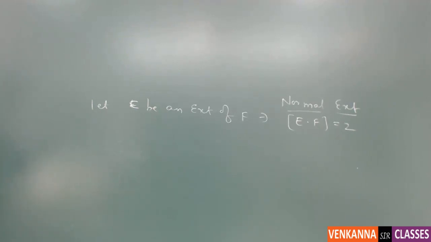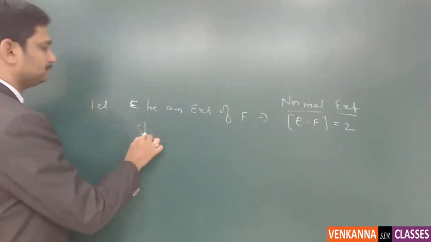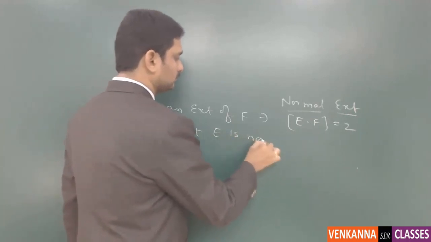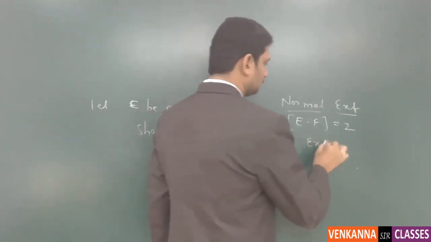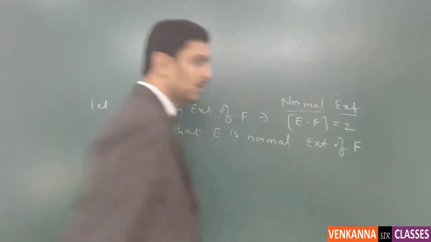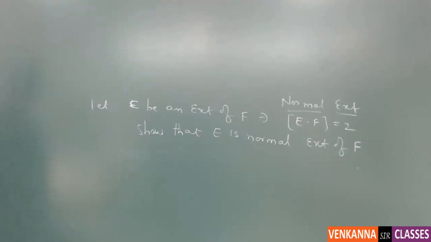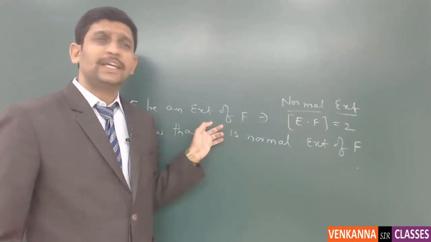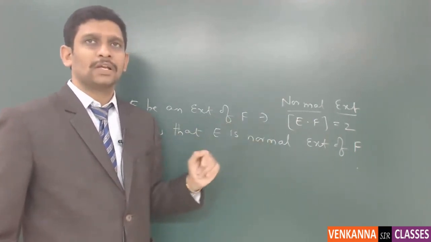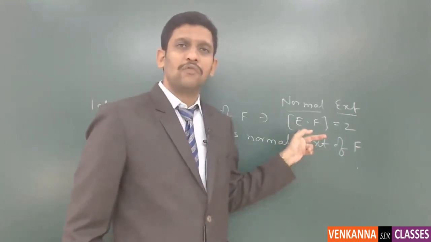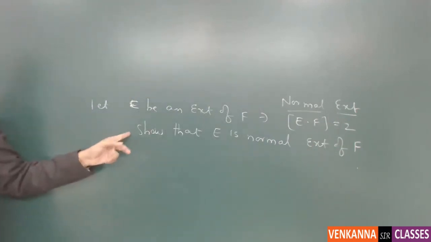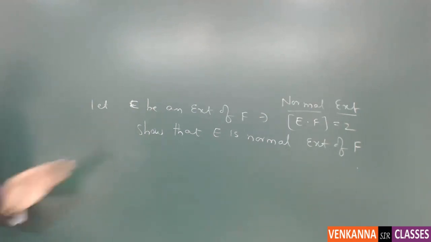So, this is the problem I have taken. If E is an extension of F such that the dimension of E over F is equal to 2, then we have to show that E is a normal extension of F. So this is the problem I have taken right now.